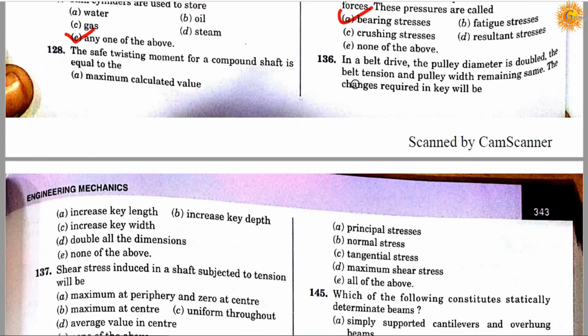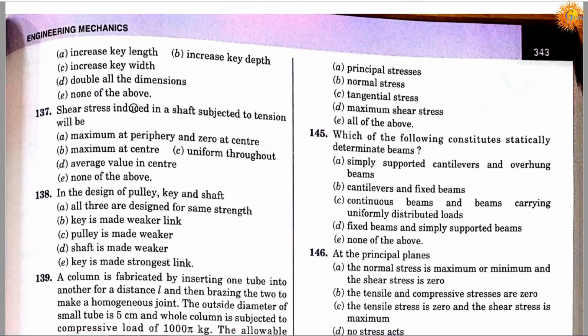Question number 136. In a belt drive, the pulley diameter is doubled, the belt tension and pulley width remaining same. The changes required in key will be: option A increase key length, option B increase key depth, option C increase key width, option D double all the dimensions, and option E none of the above. So correct answer is C, it will be increase the key width. Question number 137.